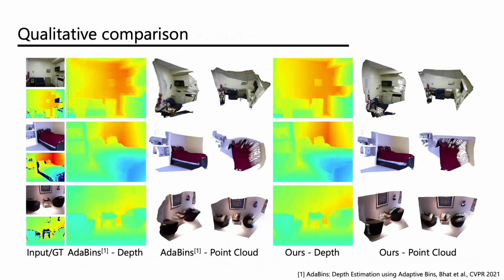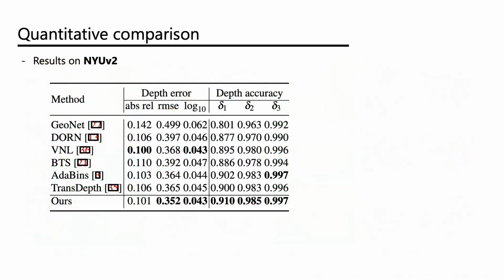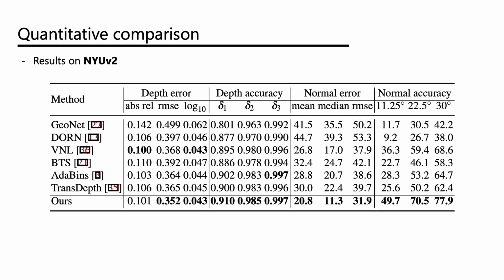Here is a qualitative comparison against AdaBins. While the depth maps look similar, the point cloud comparison shows that our method is better at capturing the orientation of the surfaces. Quantitatively, we achieve state-of-the-art performance on NYUv2. While the differences in depth metrics are small, the surface normals computed from our depth maps are significantly more accurate than those obtained by the other methods.